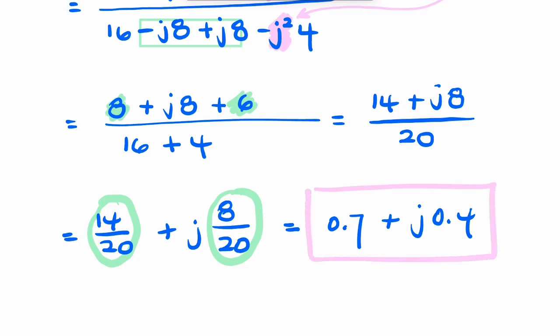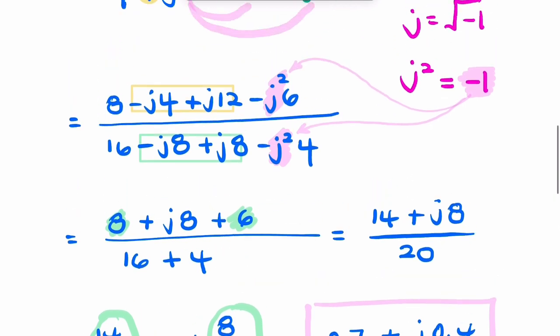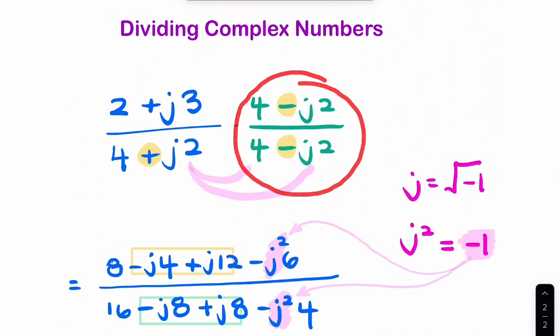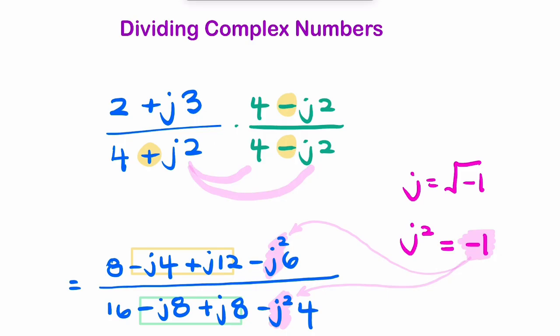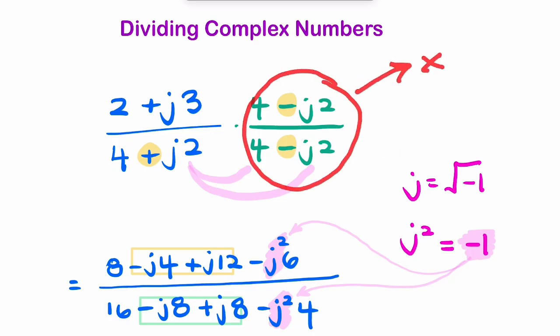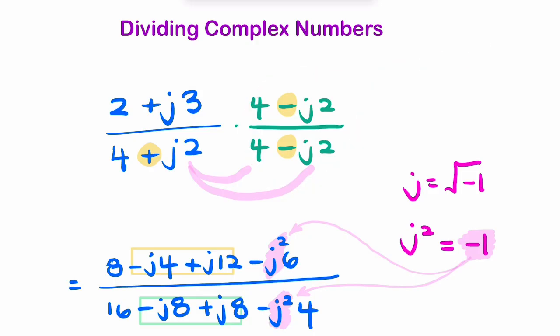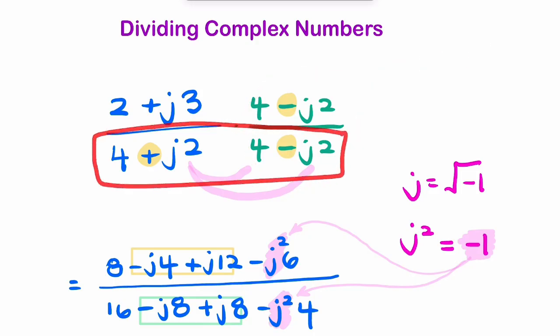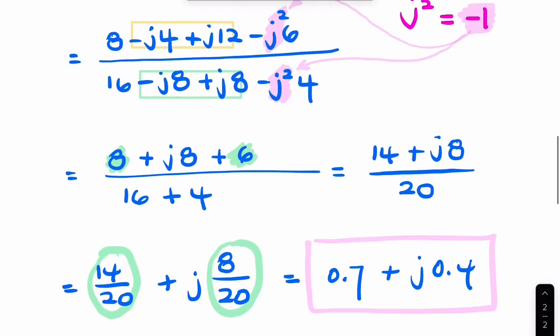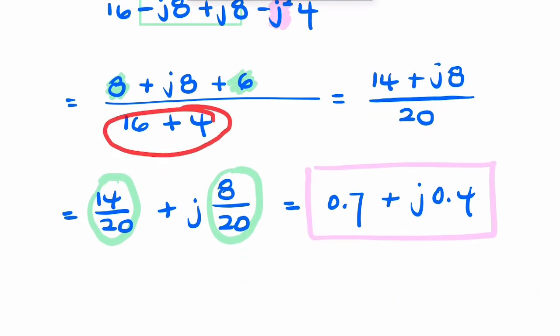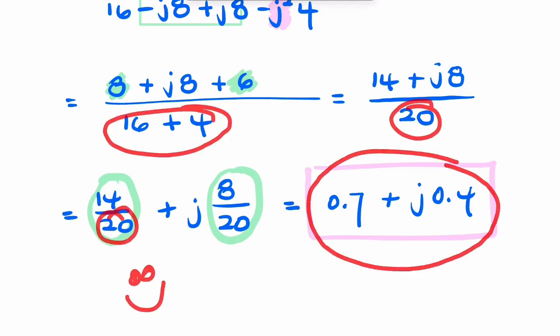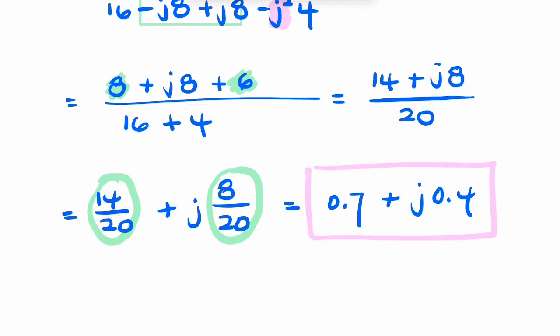So that's how you would divide complex numbers. What you need to do is multiply by the complex conjugate of the denominator. And you do that twice, in the numerator and denominator. So effectively, you're simply multiplying by 1. But the result is the denominator changes from something that's complex to something that's real. So 20, that's real, and now you end up with a complex number. I hope you found that helpful.